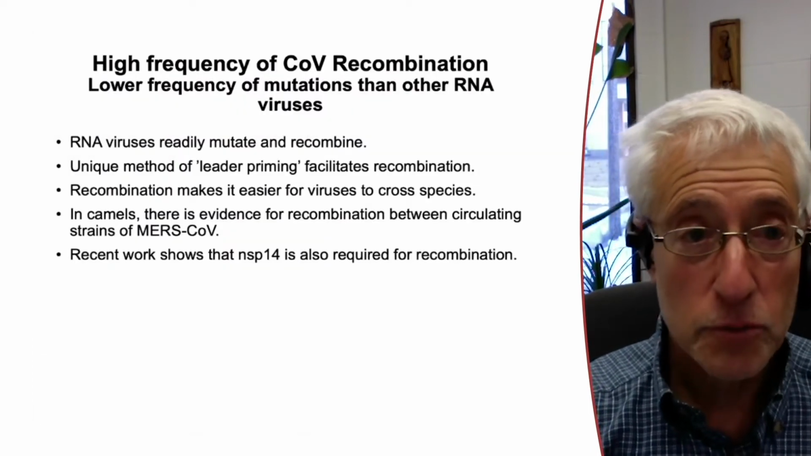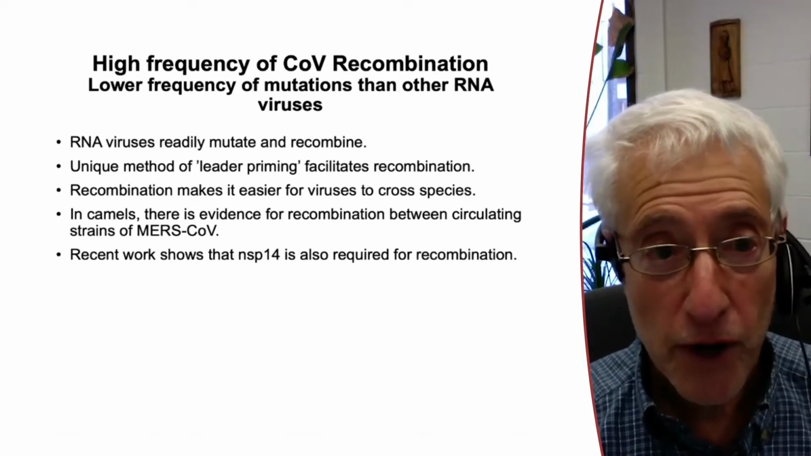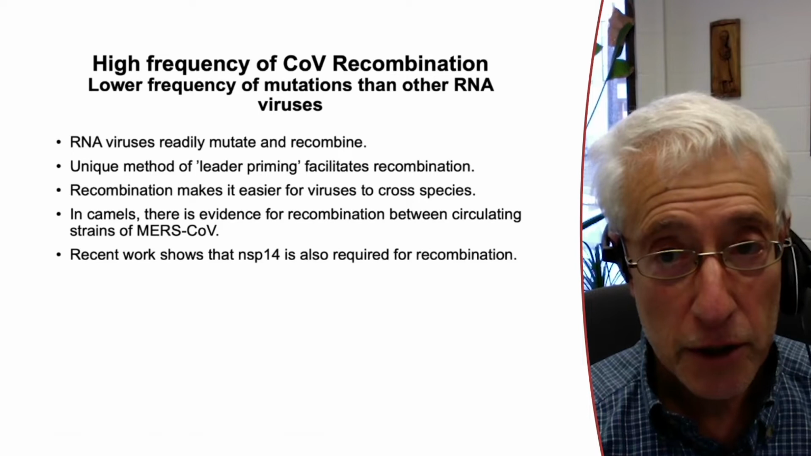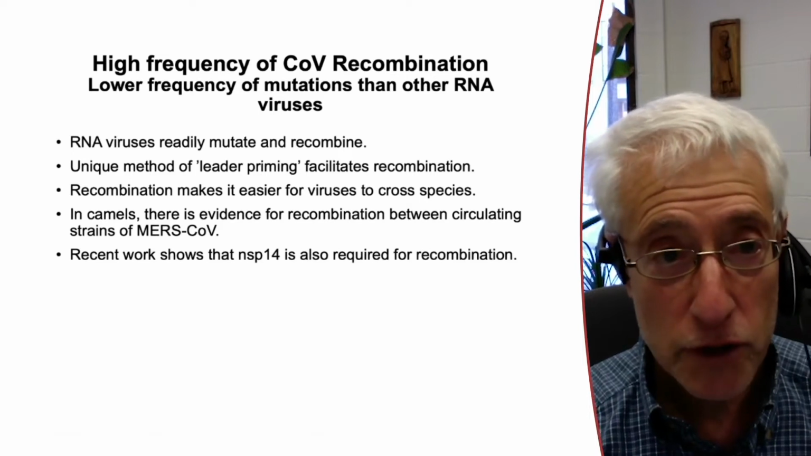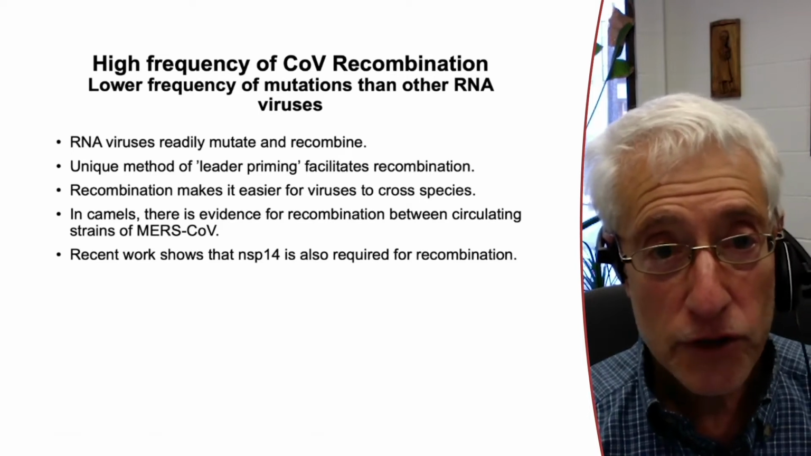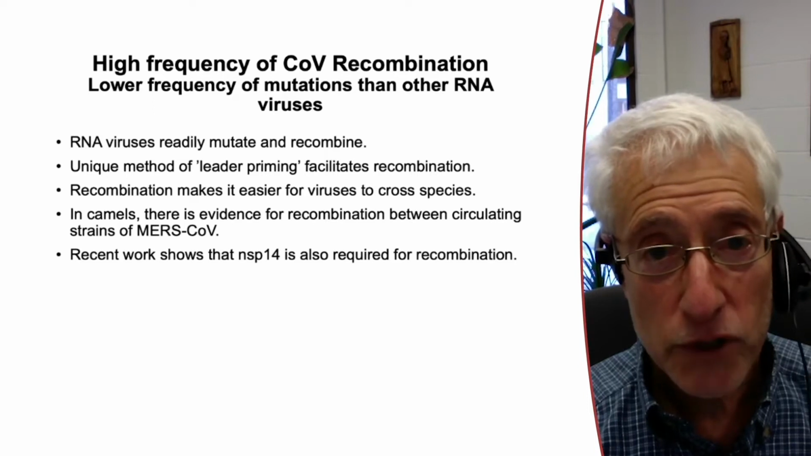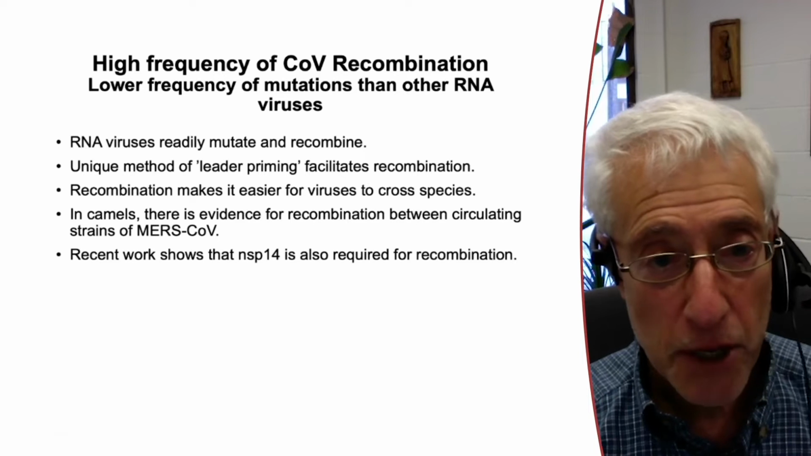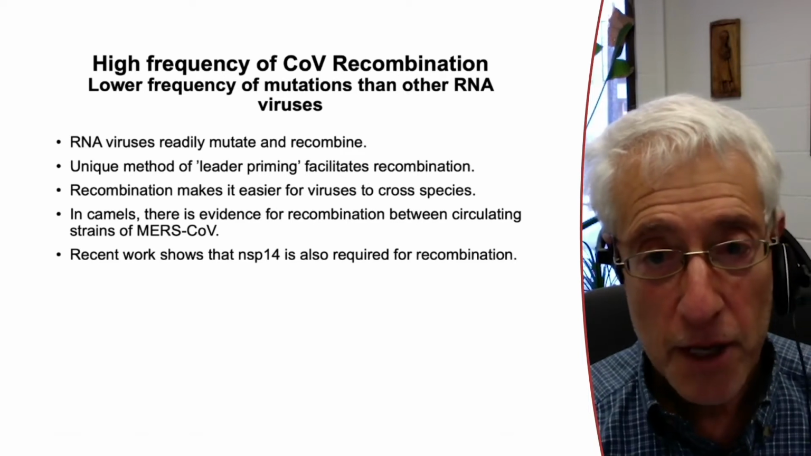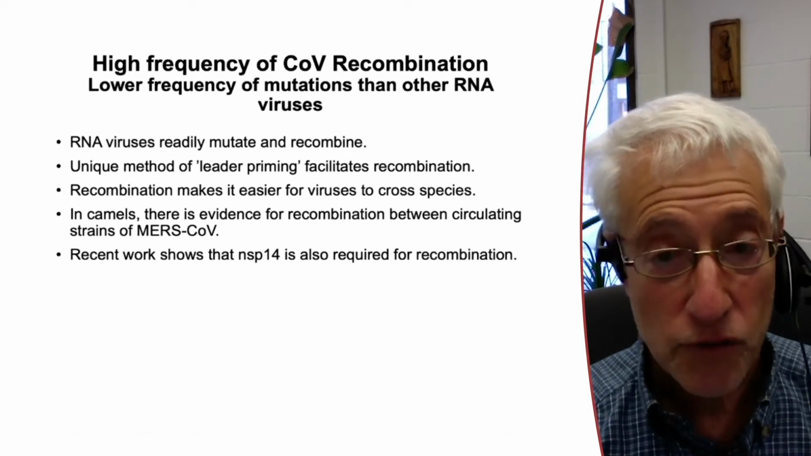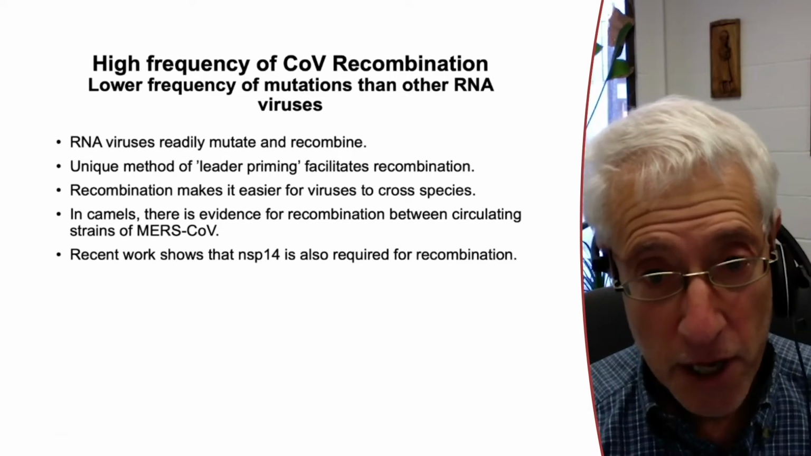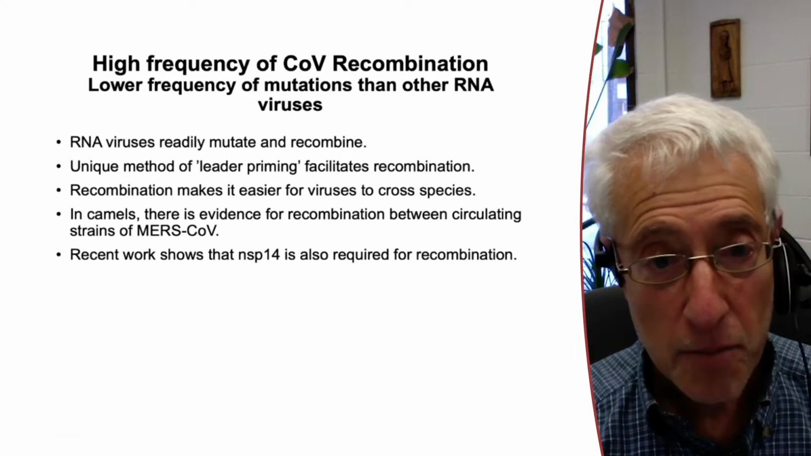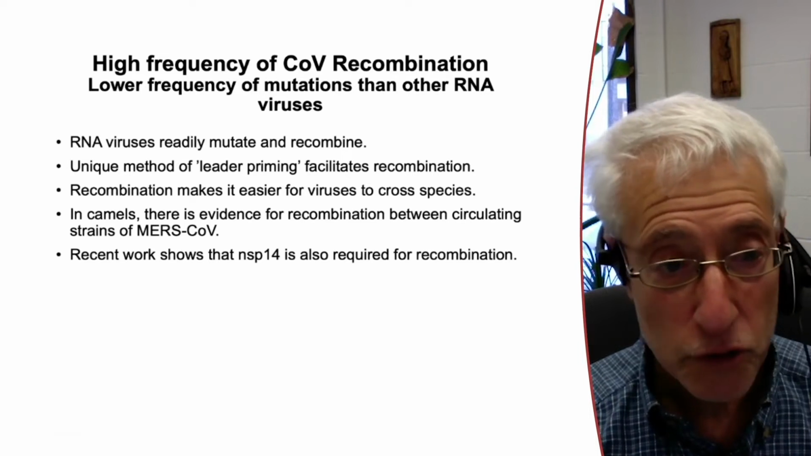And this all occurs because there's a high frequency of coronavirus recombination. RNA viruses readily combine, particularly coronaviruses, and coronaviruses have a lower frequency of mutations than other RNA viruses. And this may be facilitated by the unique method of leader priming that leads to the nested sequences of RNA that I'm not going to cover today, but this could contribute to a high rate of recombination. And recombination makes it easier for viruses to cross species.